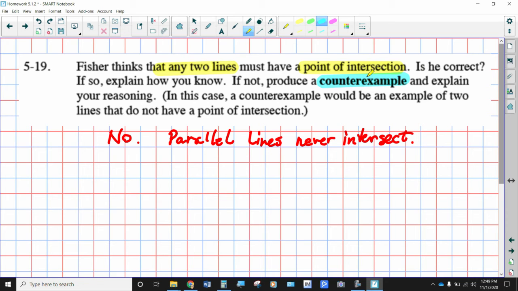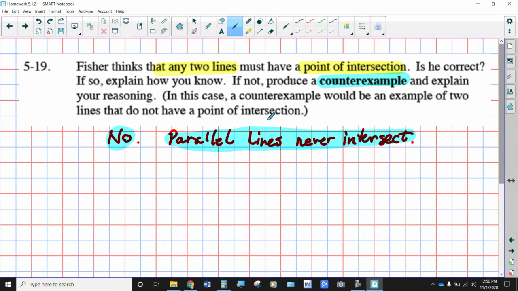So if you're going to justify or prove that a hypothesis is correct, you've got to come up with evidence to support that. But once you find a single counterexample that proves it's wrong, then you know that the hypothesis is not true. So this hypothesis is not true. And here's the counterexample. Two lines don't always have to intersect. Parallel lines do not intersect.